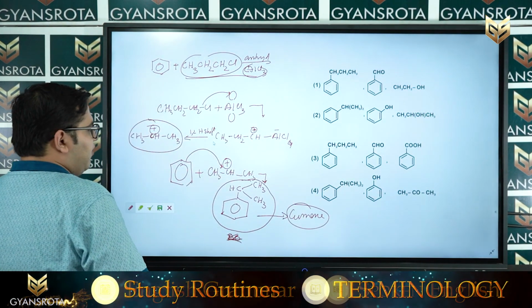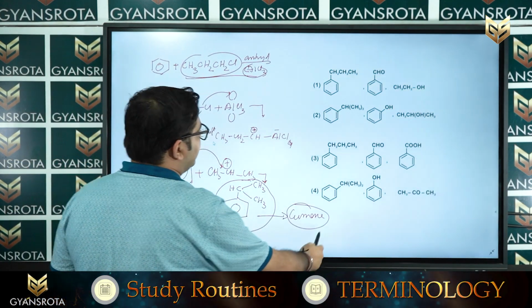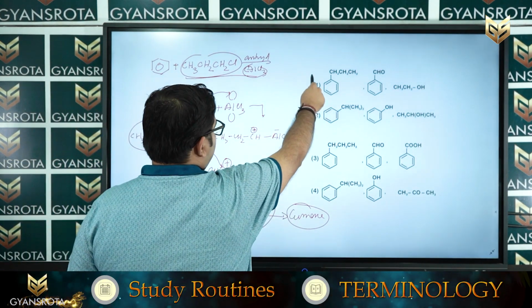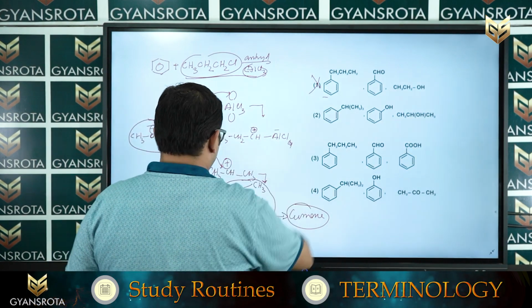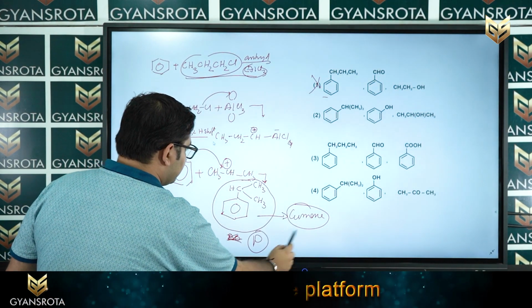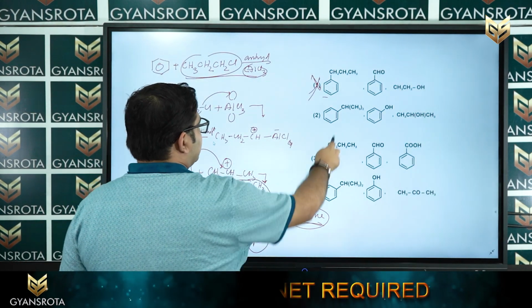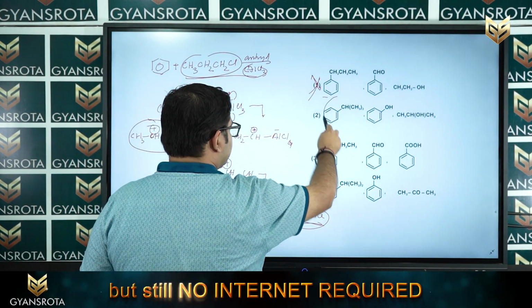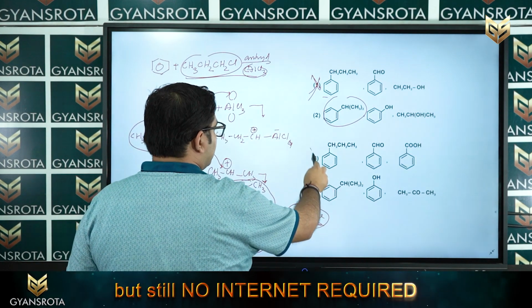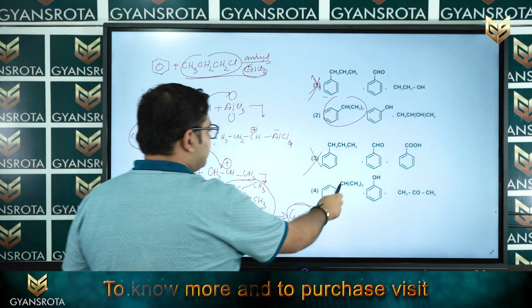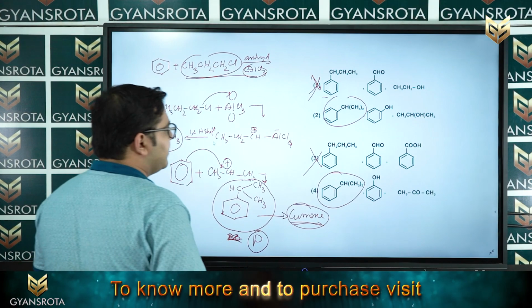Now, see the options where cumene is there. See, this is not a cumene structure. So, option 1, this is nothing but your P. So, P is cumene. This is not the product. See, this may be your product, this is not your product and this may be your product.